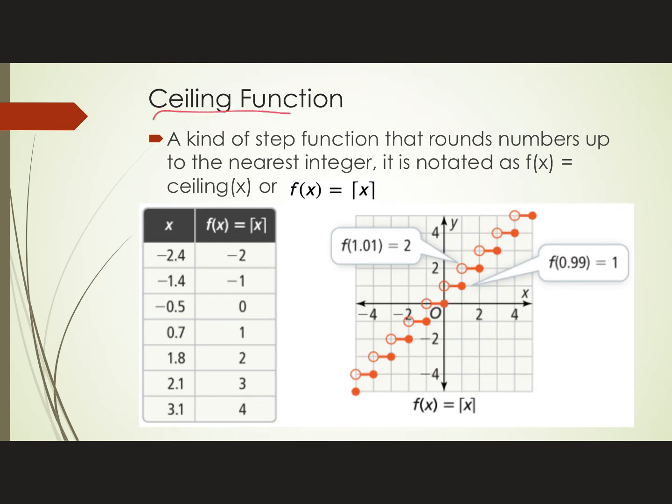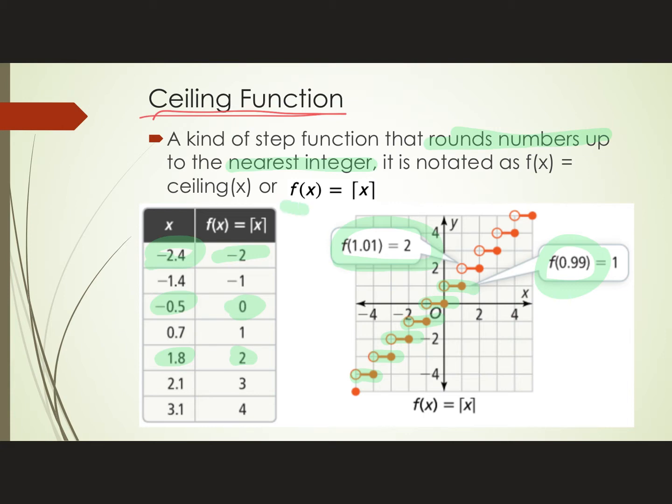So there's what's called a ceiling function. This is a type of function where everything rounds the number up to the next nearest integer. So you'll see here negative 2.4 would be rounded to negative 2. Negative 0.5 would be rounded to 0. 1.8 would be rounded to 2. And you can see that here on the function. Everything just rounds up to the next integer. So even 0.99 would round to 1. 1.01 though would round to 2.